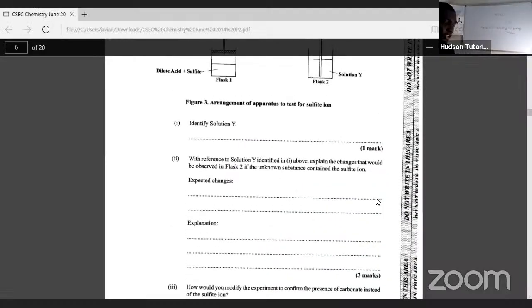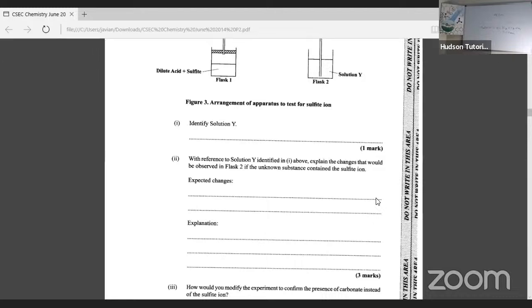It says, with reference to solution Y identified above, explain the changes that we now observe in class 2 if the unknown substance contains sulfide ion. So it says the expected changes. Of course, we all know this. We don't live under a rock and we're chemists, right? So how would we know what would be the expected change in the experiment in class 2?